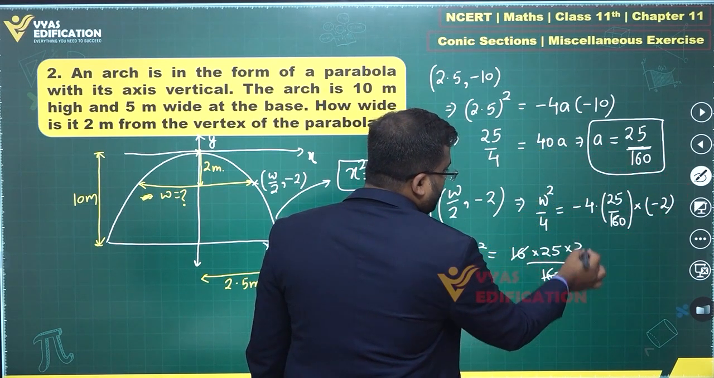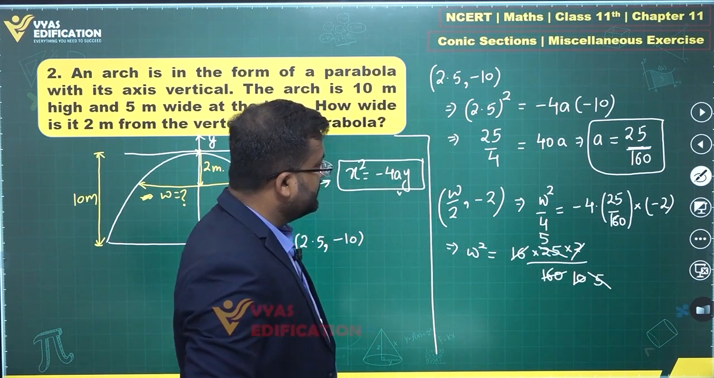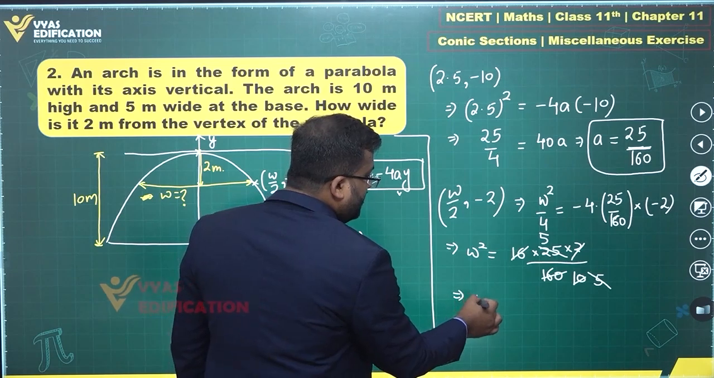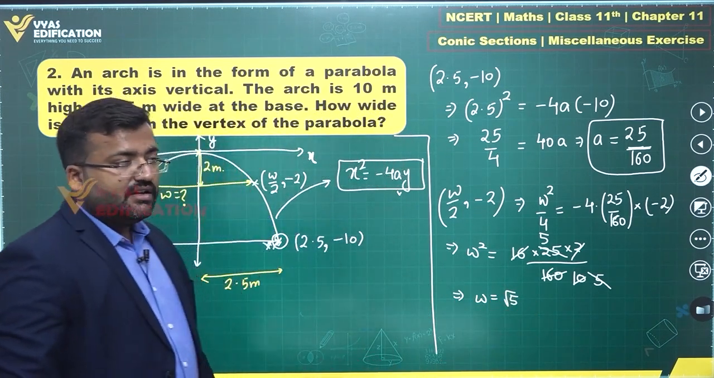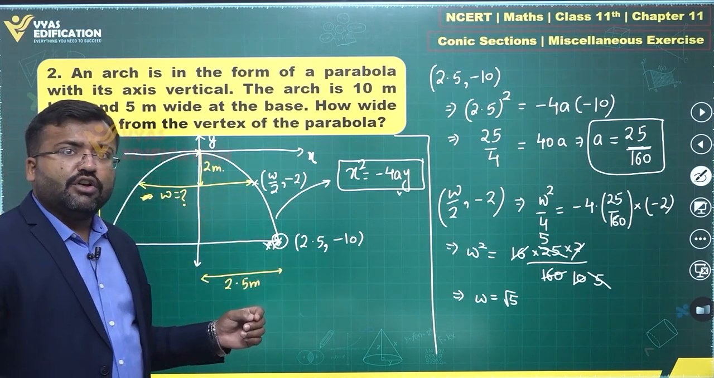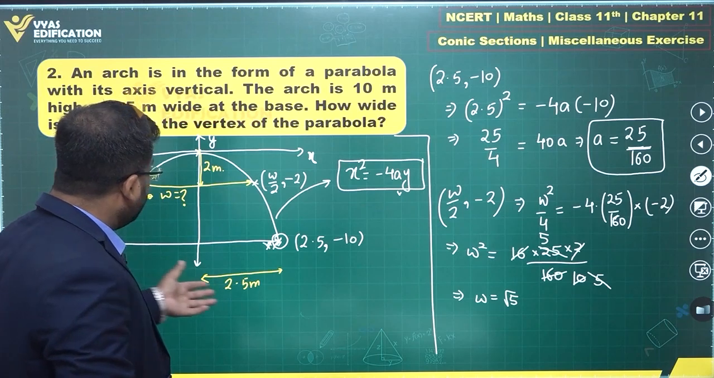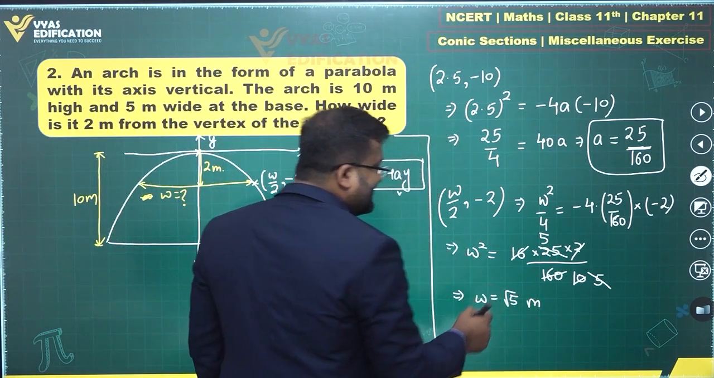This is 10, this is 5, and therefore the remaining is 5. So w squared is equal to 5, and w is equal to the square root of 5. This is what you get. W, this width, is equal to the square root of 5, and since all measurements are in meters, this is also in meters. This is the exact value.